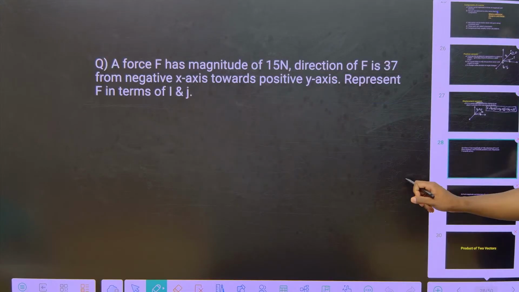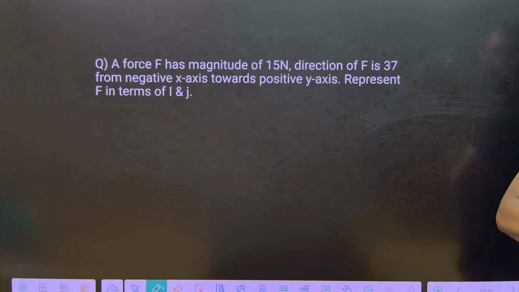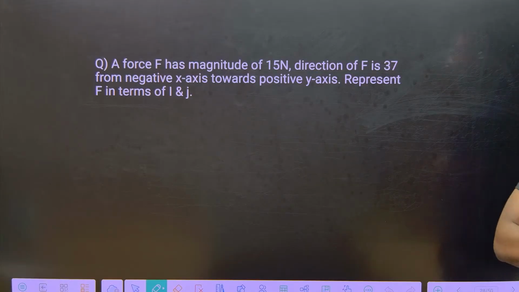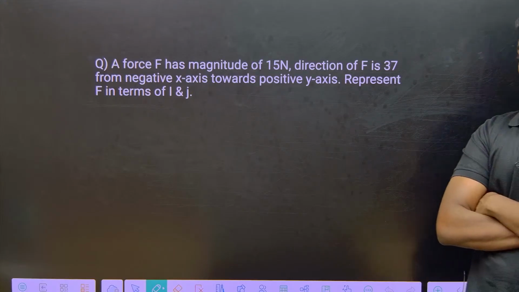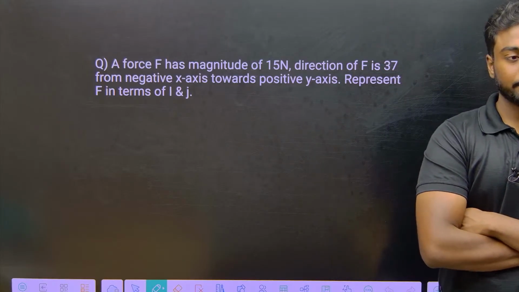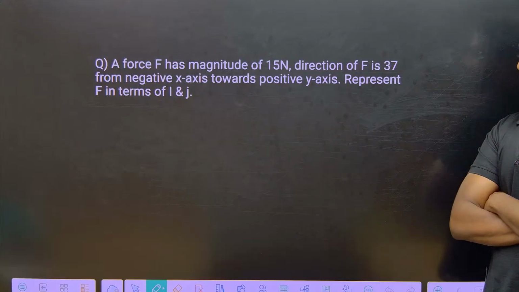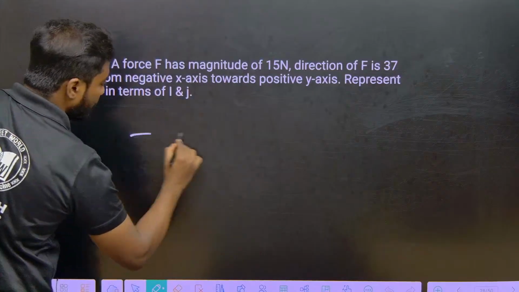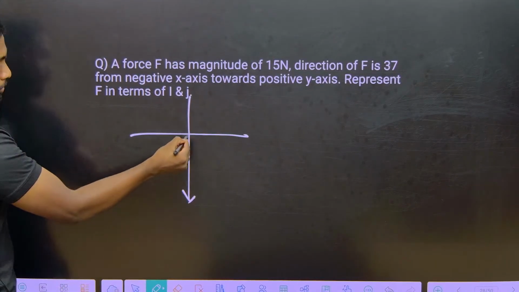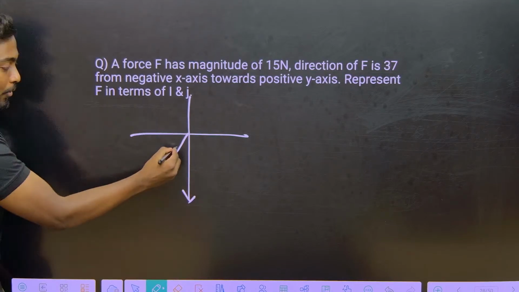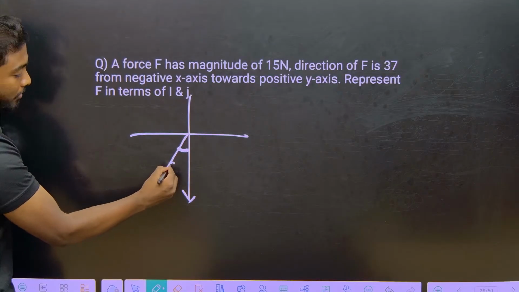A force F has a magnitude 15 Newton. The direction of F is 37 degree from negative x axis towards positive y axis. Represent F in terms of i and j. What is the given thing here? Negative x axis to positive y axis. So negative x axis, this is minus. From here the object is going here, from negative axis to positive axis. So the angle will start from here, which is 37 degree.